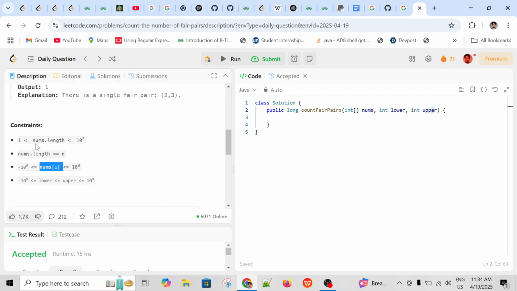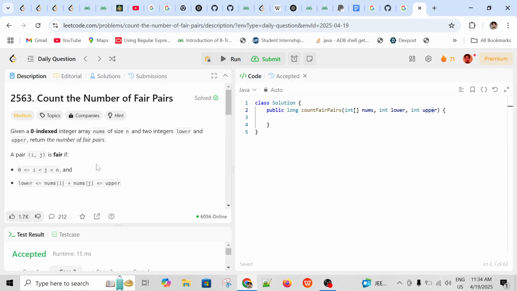And as you can see, the length of the nums array is 10 raised to the power 5. So regardless of the problem, we have to solve it in either n log n or linear time complexity. So this is the conclusion we have got yet. Now jump to the problem statement.